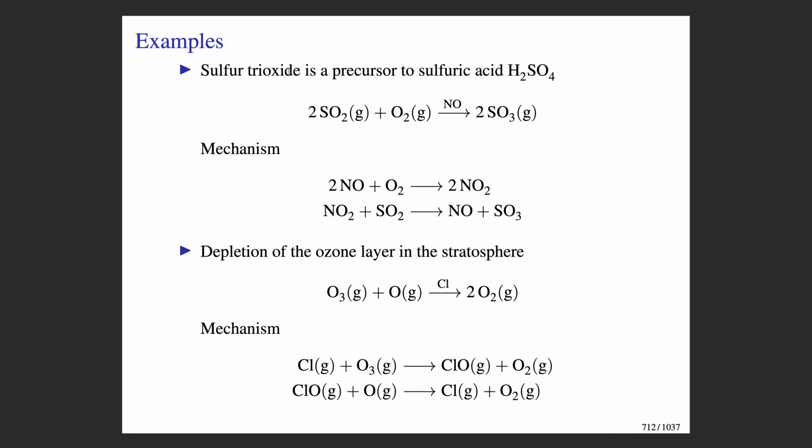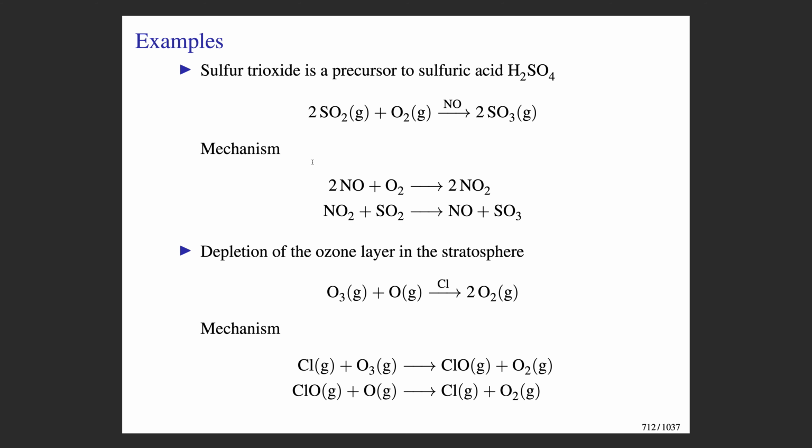So sulfur trioxide is the precursor to the compound sulfuric acid. I believe sulfuric acid has the record for most tons produced per year. It's probably one of the most important chemical reagents on the planet, and you need sulfur trioxide in order to produce it efficiently. And so the reaction for sulfur trioxide is produced from SO2 and oxygen using a nitrogen monoxide catalyst. These are all pollutants, by the way.